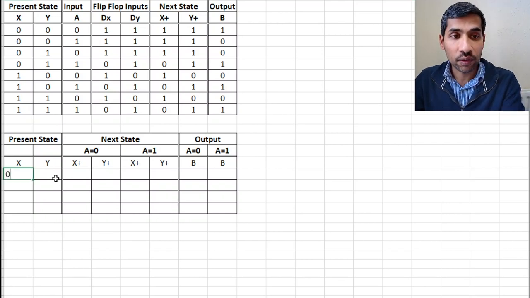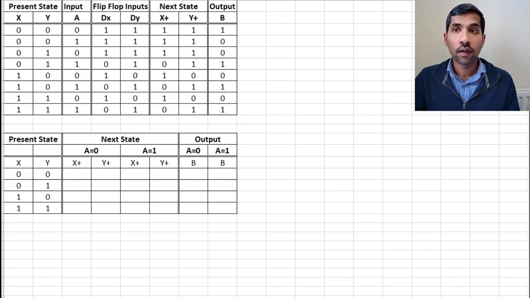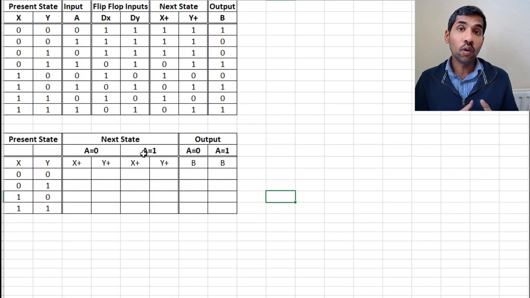You can have x equal to 0, y equal to 0. You can have 0 1. You can have 1 0, and you can have 1 1. Okay, so you can have these four different states in your circuit. And what you can then say is, depending on what the input is, if the input is 0 or the input is 1, you go to a new state, right?